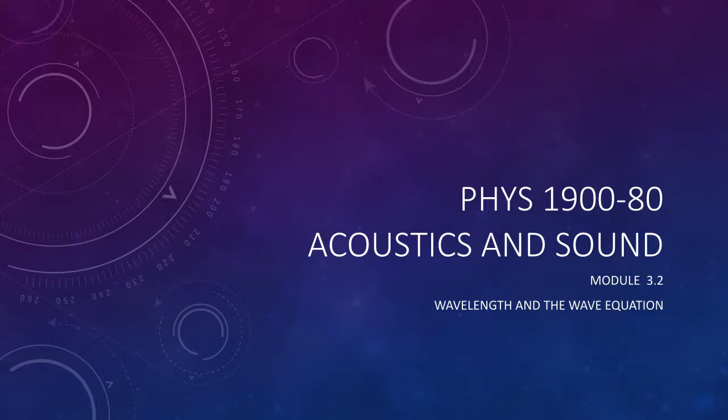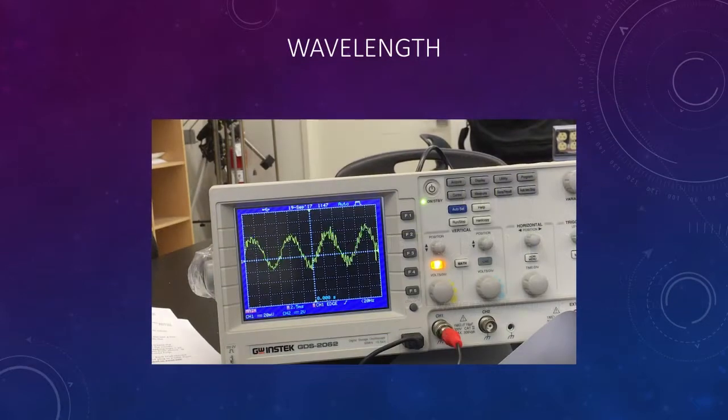Module 3.2, Wavelength and the Wave Equation. When we did the lab last Friday, you looked at waveforms on the oscilloscope. This was the result of air moving back and forth. You were watching the result of a change in air pressure varying over time.